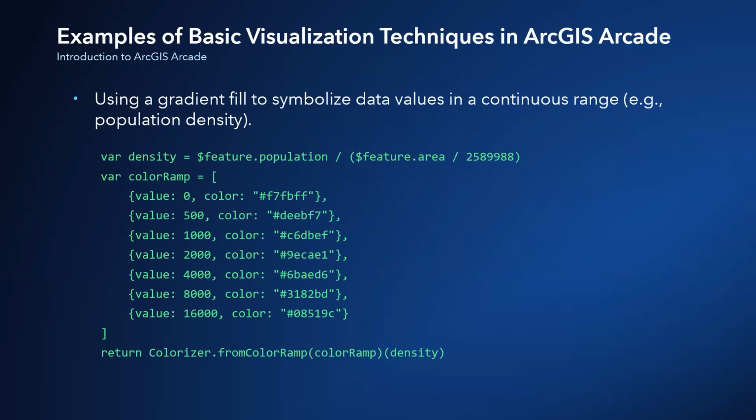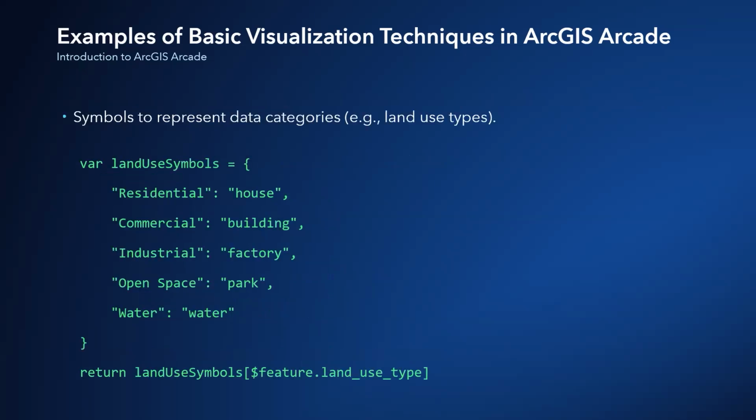So this example here is going to calculate the population density per square mile for a feature, and then it's going to define a gradient color ramp to symbolize different levels of the population density. And the result is a conditional symbology that colors the feature according to their population density, with lower density features having lighter colors and higher density features having darker colors.